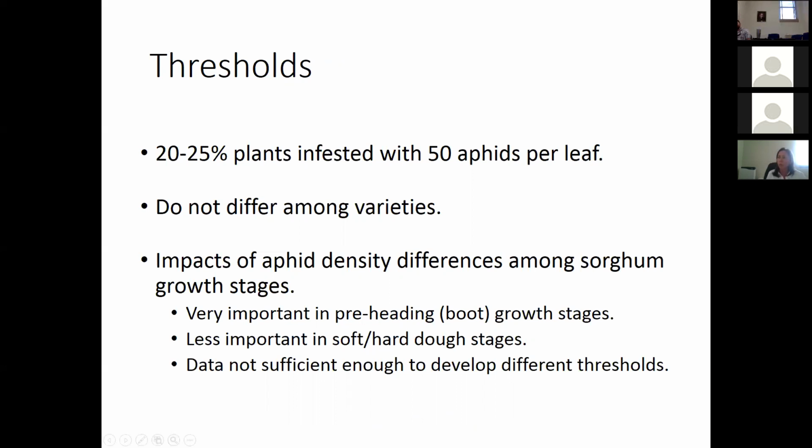The only time you really have to manage sugarcane aphids late in the season after grain set is if you think there's going to be so many aphids that it's going to interfere with harvest. Right now, we're still trying to generate more data to see whether or not thresholds on different growth stages are warranted, but at this time, we don't have enough data to really give a solid recommendation.